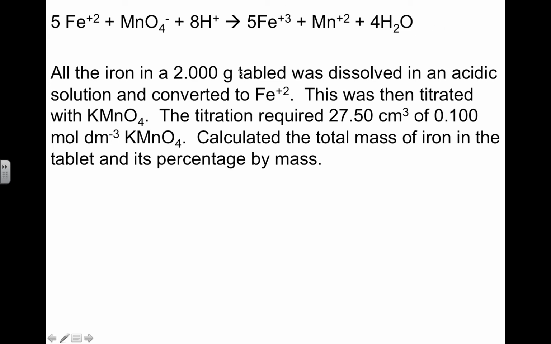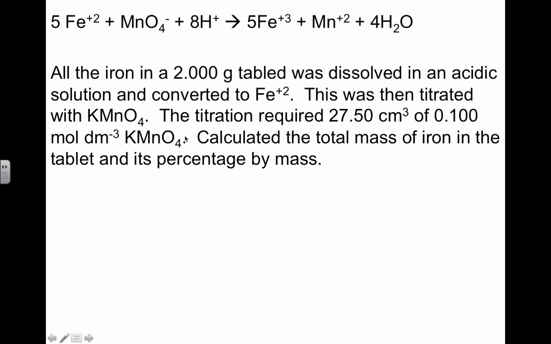And our question is, all of the iron in a 2-gram tablet was dissolved in an acidic solution and converted to iron 2. This was then titrated with potassium permanganate. The titration required 27.5 cubic centimeters of 0.1 molar permanganate. Calculate the total mass of iron in the tablet and its percentage by mass. So guys, what we're going to do is stoichiometry.